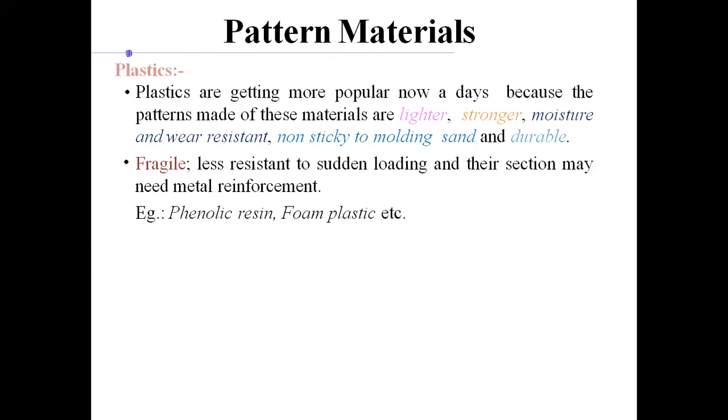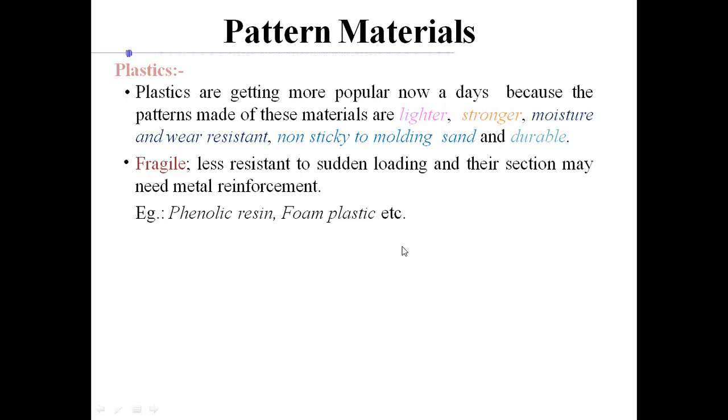Fragile. Why? Because they are less resistant to sudden loading, and their sections may need metal reinforcement. Because we know that plastics are flexible, right, and therefore fragile. So they may need metal reinforcement, depending on the geometry of the casting. That pattern may need metal reinforcement so that it can be strengthened. And they're not too resistant to sudden loading, because plastics are not too strong, right? Examples are phenolic resin and foam plastics. These are the materials.